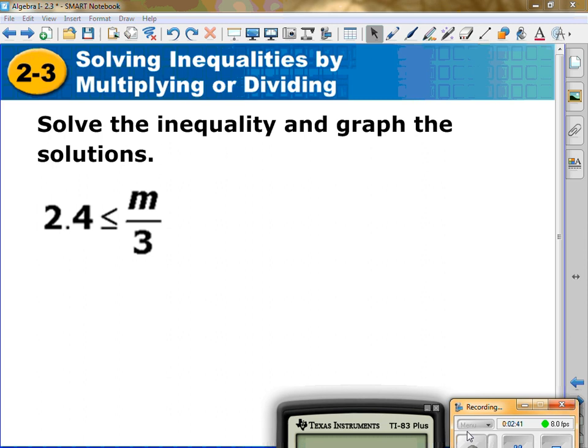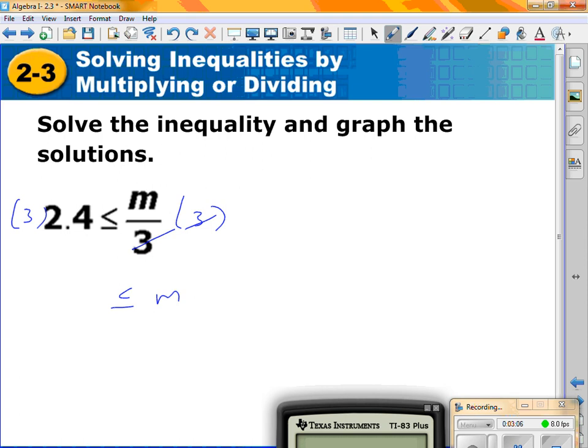On the right-hand side with that division, how do I get rid of division? Multiply. So how do I get rid of a multiply by 3? Or sorry, how do I get rid of a divide by 3? Sorry. Multiply by 3. By multiplying by 3 gets rid of the dividing by 3.